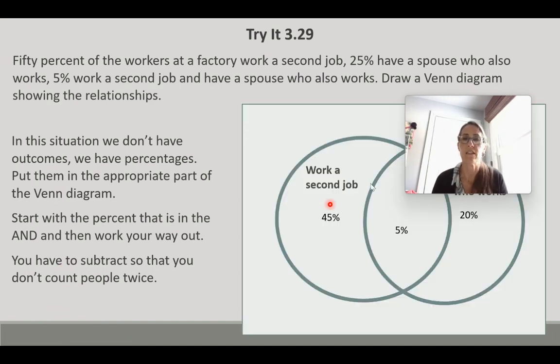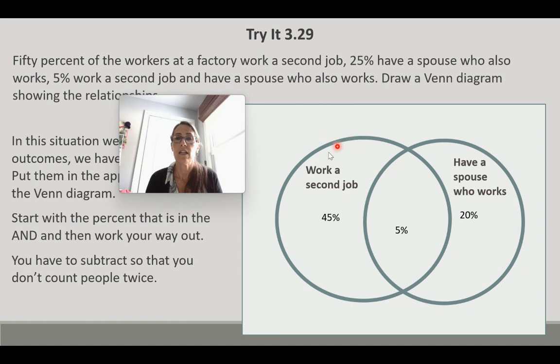So our Venn diagram is going to start out looking like this. Here is the event that people work a second job. Here is the event that they have a spouse who works. The overlap is for the both, that they have a second job and a spouse who also works. Notice that 45 plus 5 adds up to the 50% of factory workers who work a second job, and the 5 and the 20 add up to the 25% who have a spouse who also works. So I took the 5 out of the 50 to get this 45. I took the 5 out of the 25 to get this 20. That's so we don't count the people twice.